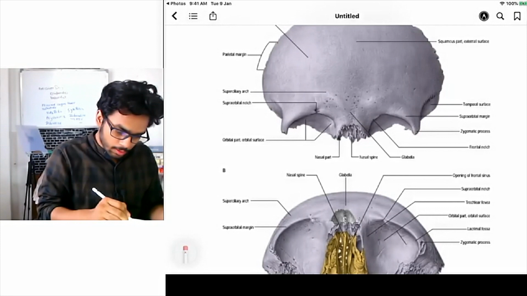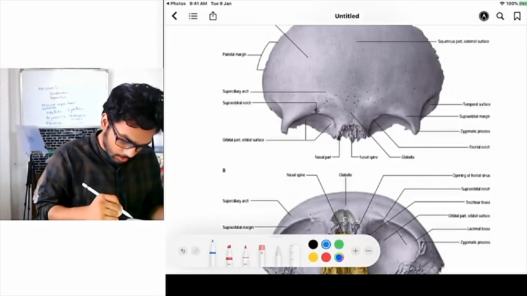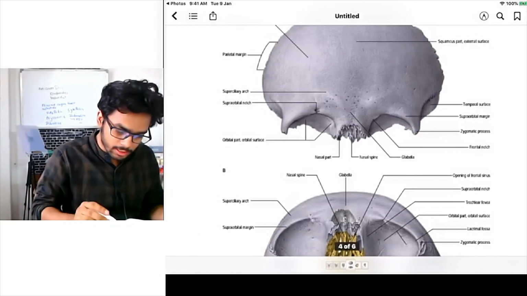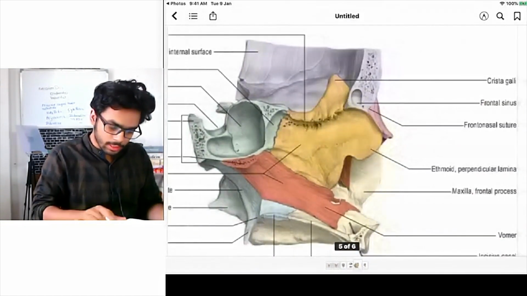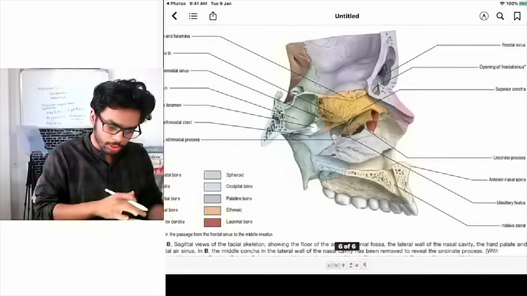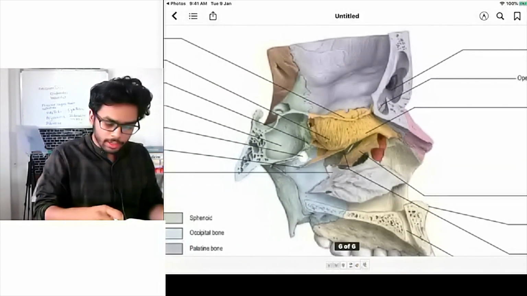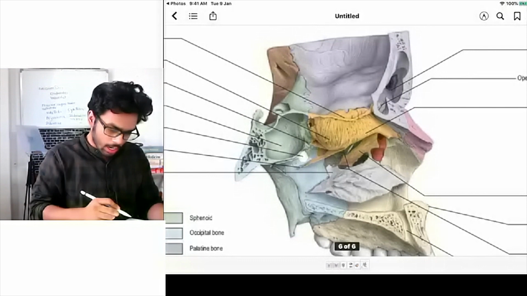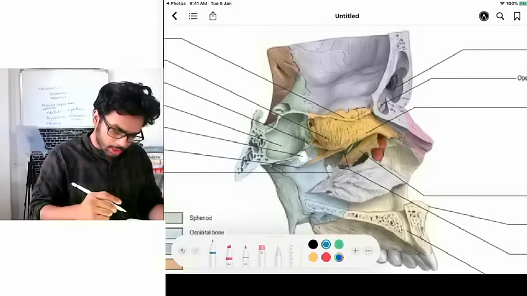Okay, when you see the superciliary arch, this will be the superciliary arch, which is the rounded part. And when you see the underside, you will see this structure like this. Can you see this structure? See what we did, we saw the lateral portion and we cut the skull. We see there is a space present here.